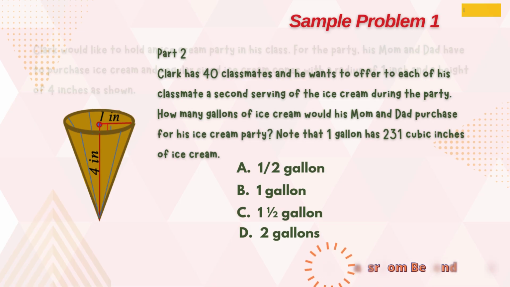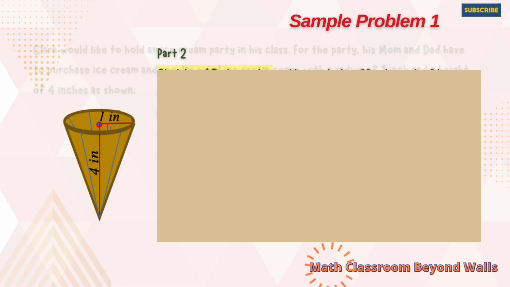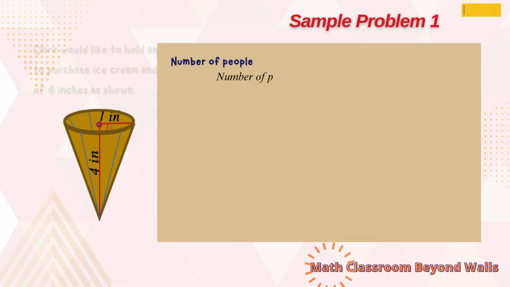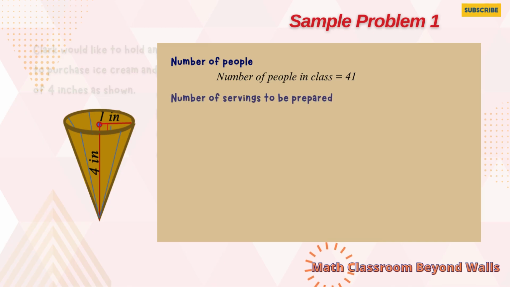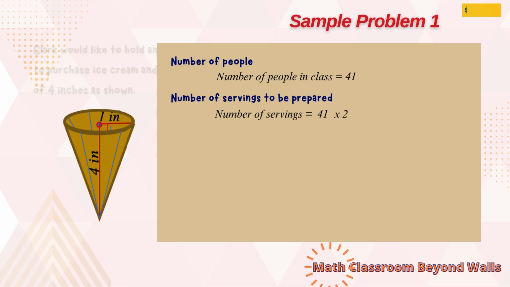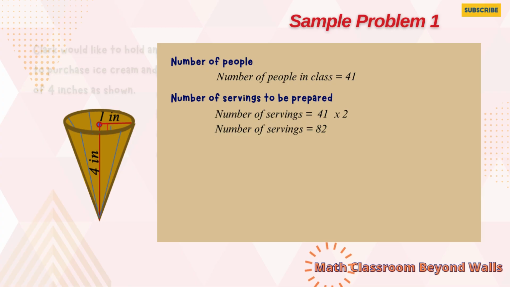Here, we're to determine how many gallons of ice cream Clark's mom and dad should buy for his ice cream party with his 40 classmates. Of course, Clark has to add himself to the group. So, all in all, there will be 41 people in the party. Can you follow, learners? Remember that he wants to offer a second serving to each of his classmates. This means multiplying 41, the number of people in the class, by 2 to get the number of servings of ice cream that he has to prepare. Can you still follow, learners? And that is 82 servings. Clark will also be getting a second serving.